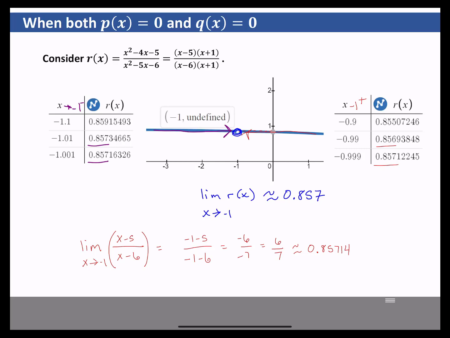So what we can definitively say is that the limit of r of x as x approaches negative 1 is equal to exactly 6/7, which was approximately 0.85714. And so what that's really telling us is that the location of that hole is at negative 1, 6/7.